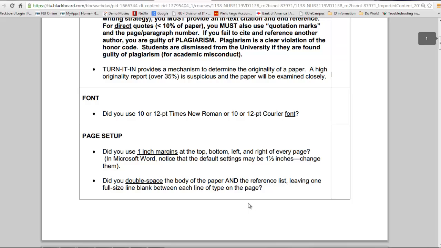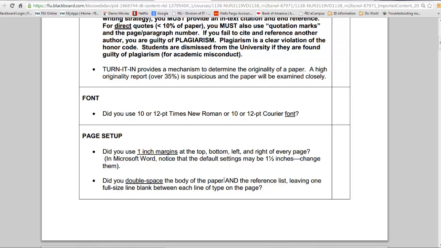Now the page setup. The margins, top, bottom, and sides, should be 1 inch. Just make sure that your Microsoft Word is not on the default settings, which may be 1.5 inches. You need to change them. It should only be a 1 inch margin. How do I check this? Sometimes if I eyeball a paper and I think that it's not 1 inch, I use a ruler to measure it.